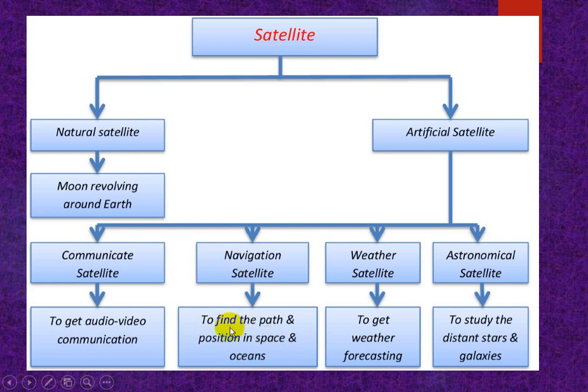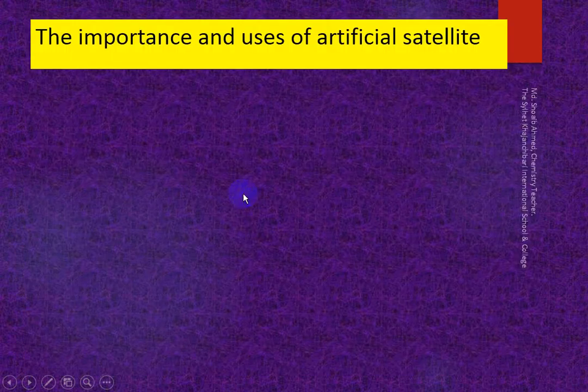Navigation satellites find the path and position in space and ocean. Weather satellites are used for weather forecasting. Astronomical satellites study distant stars and galaxies. Okay, these are all artificial satellites.